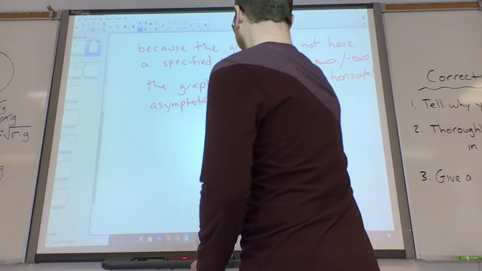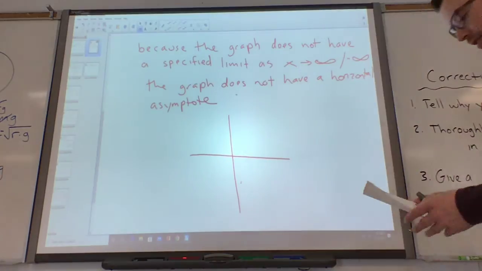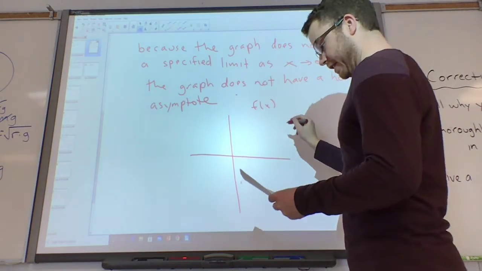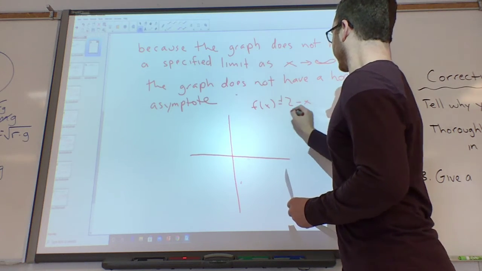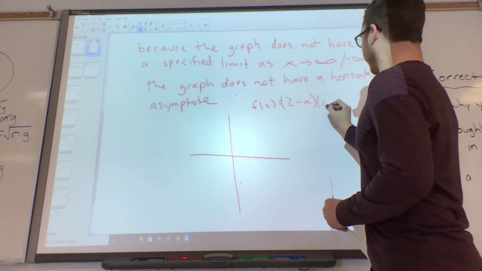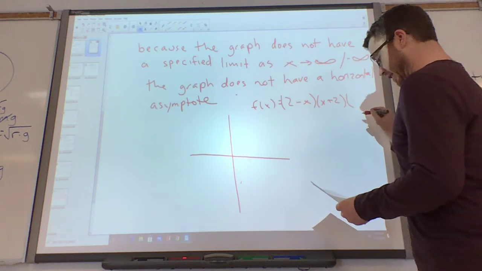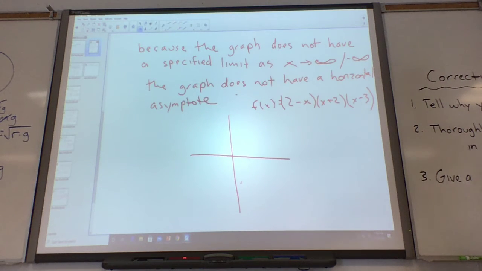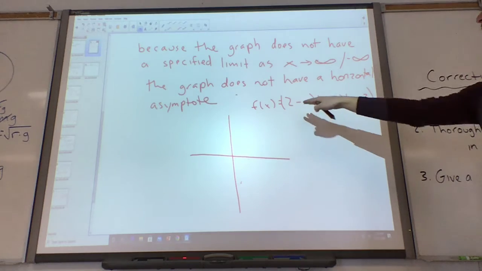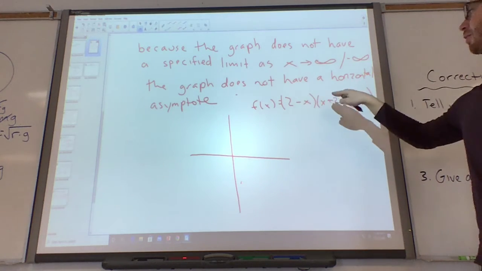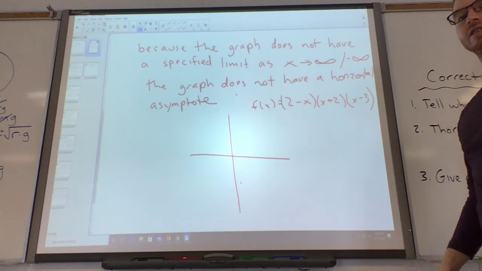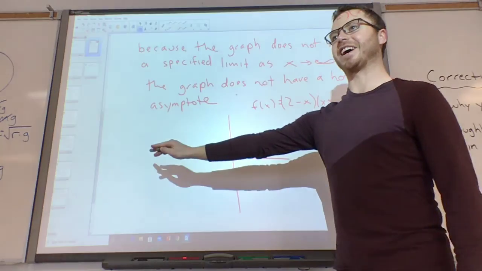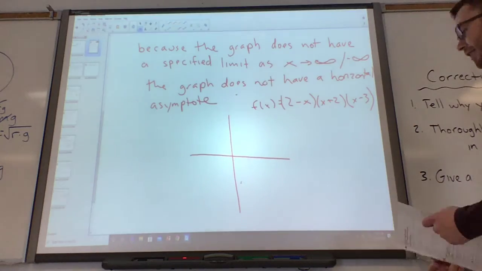So here's our graph. And remember our f of x was 2 minus x, x plus 2, and x minus 3. If we set these equal to 0, what will that tell us? The x-intercepts? Yeah, the x-intercepts, absolutely, okay?